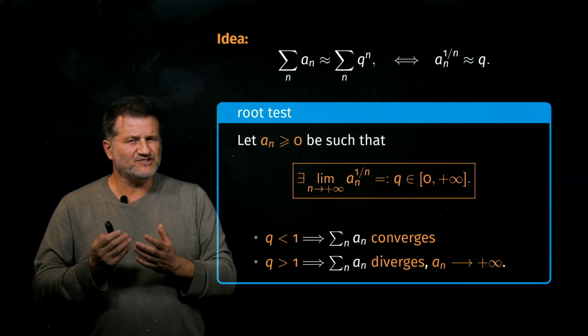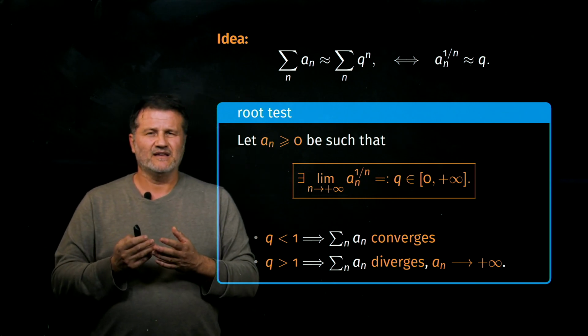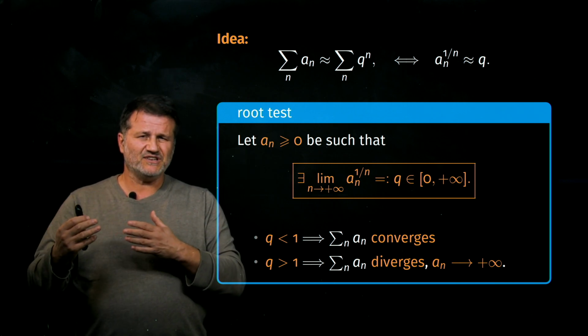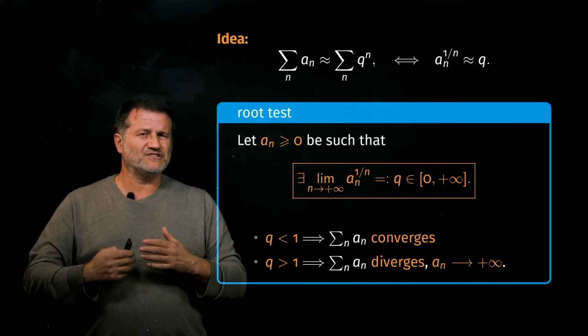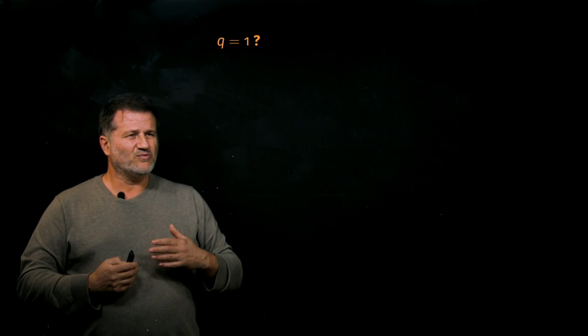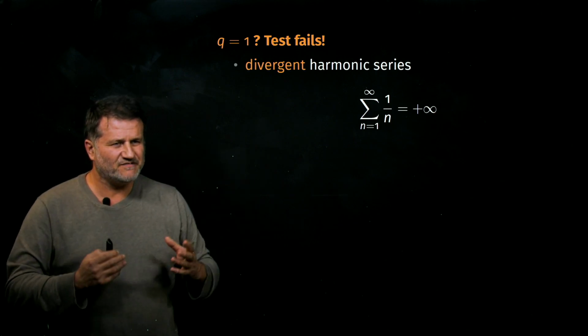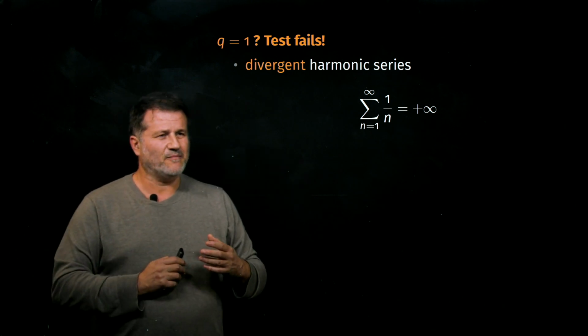This last point deserves some reflection. There are cases where q is 1 and the series converges, and cases where q is 1 and the series diverges. So we say that basically the test fails. Let's illustrate this phenomenon on a couple of examples.